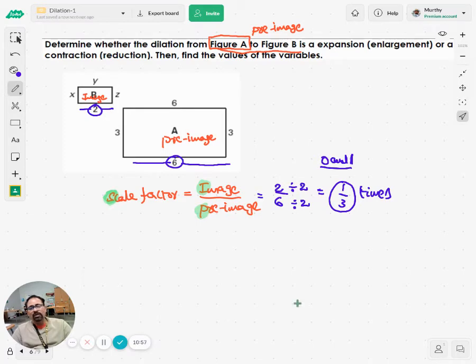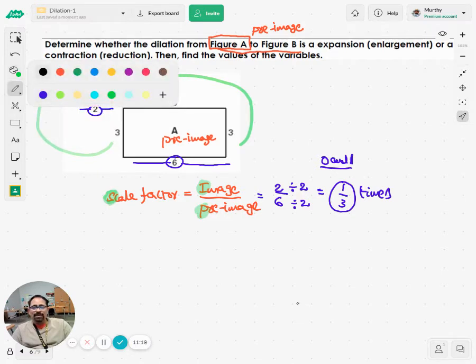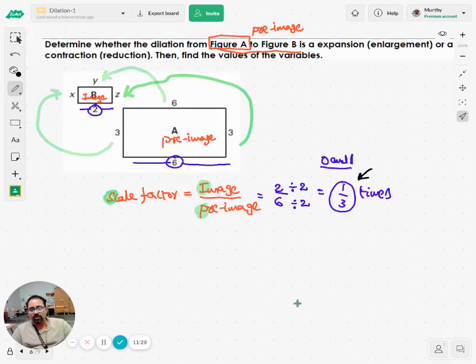Once you know the scale factor, then you can find out the missing values, like x, y and z. Once you know the scale factor, it's very easy to compute. We know that the scale factor is 1 over 3 times, right? So you take 1/3 times 3. That gives you 1. Therefore, the value of x equals 1.